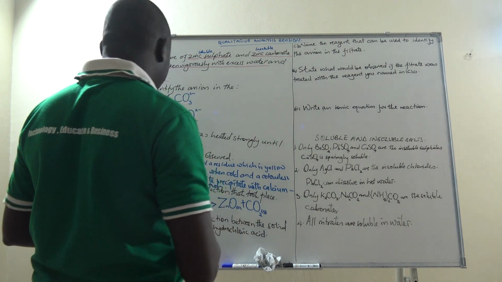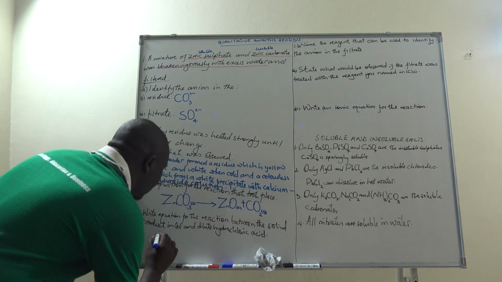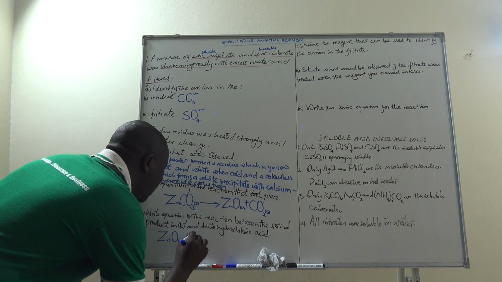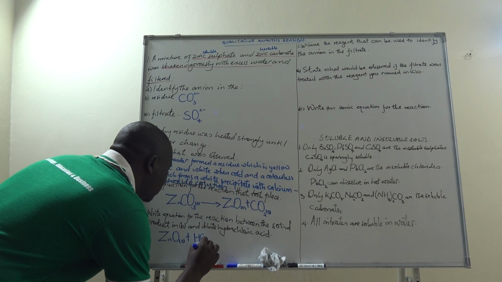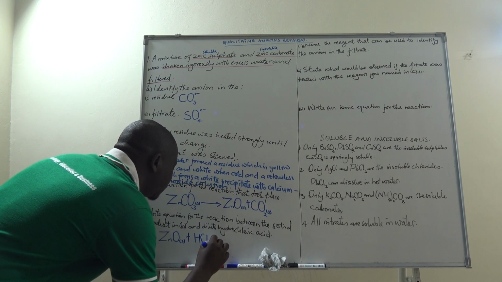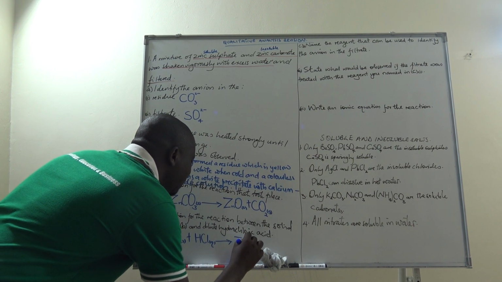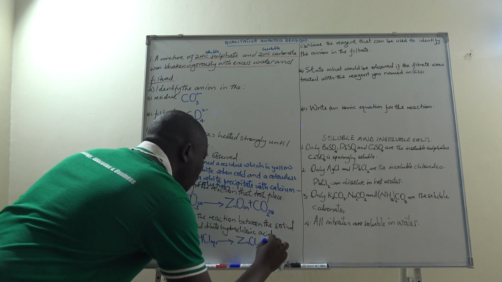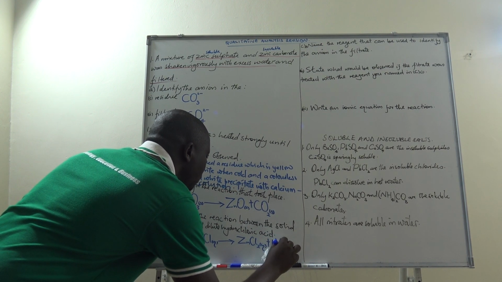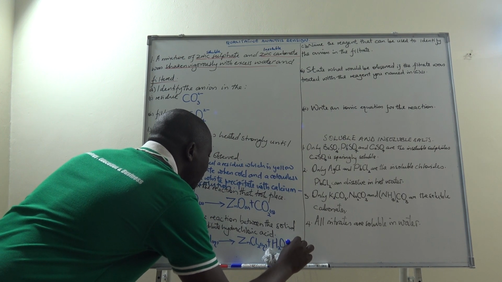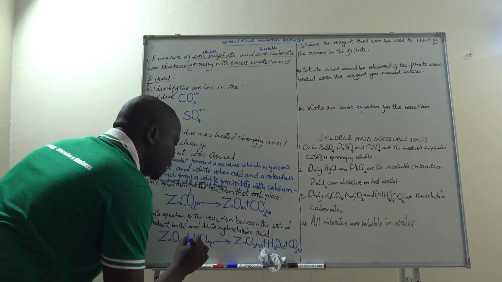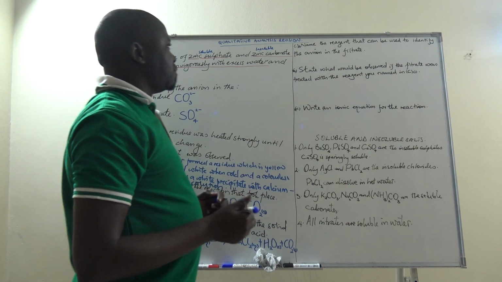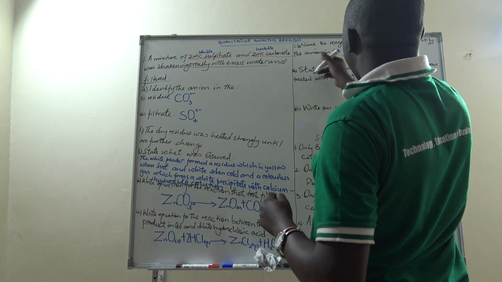Now write the equation for the reaction between the solid product in B and dilute hydrochloric acid. So it is zinc oxide, which is our solid product, and it is reacting with dilute hydrochloric acid. So this one gives us zinc chloride solution. It also gives us water. So we balance the equation. There are 2 atoms of hydrogen, multiply hydrochloric acid, 2 atoms of chlorine, they are the same. Our equation is balanced.